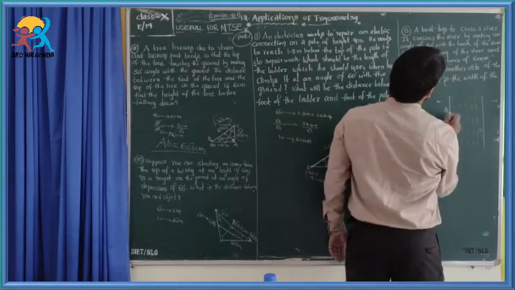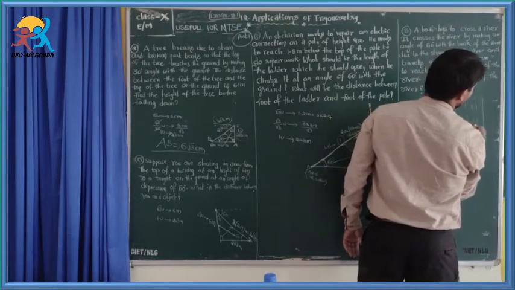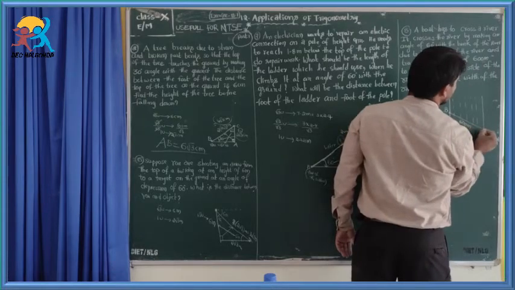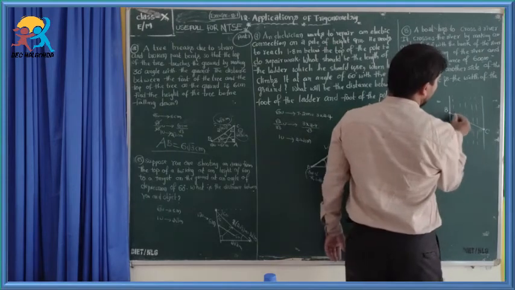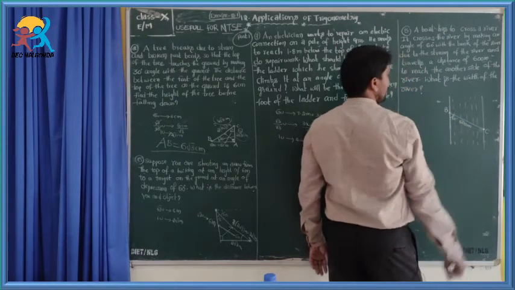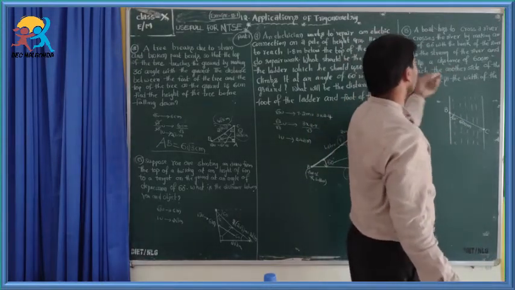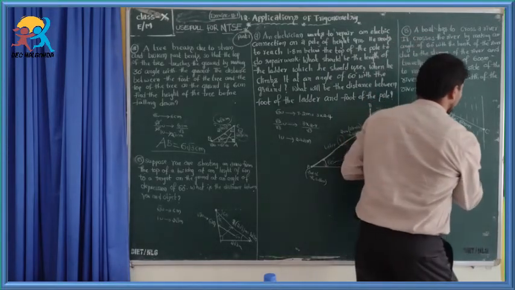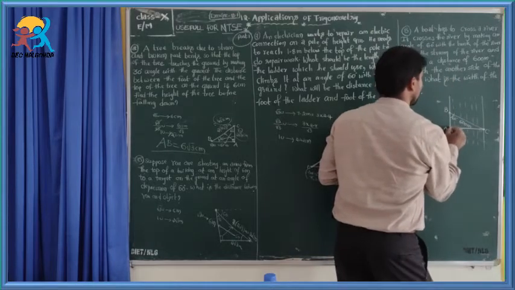Due to the stream, it crosses at a slant and travels 600 meters to reach the other bank of the river, making a 60 degree angle with the bank. What is the width of the river? The actual width of the river is this one. Let us say this is point A.